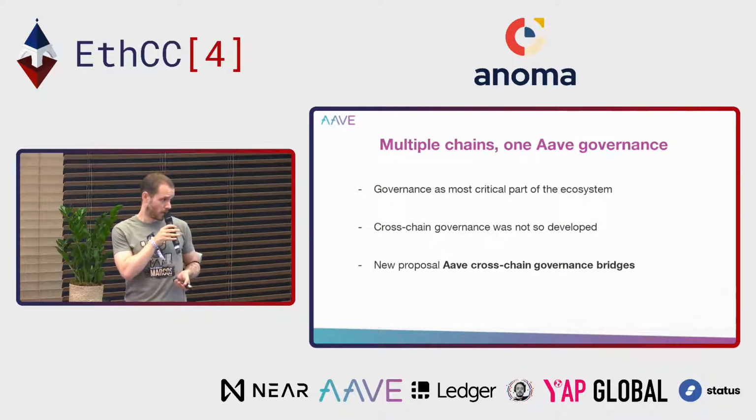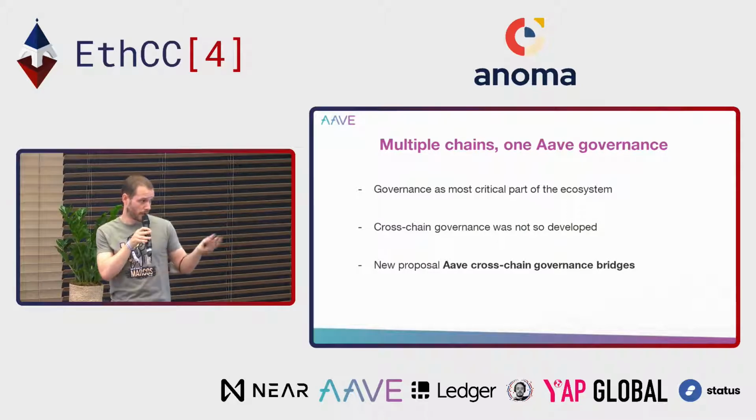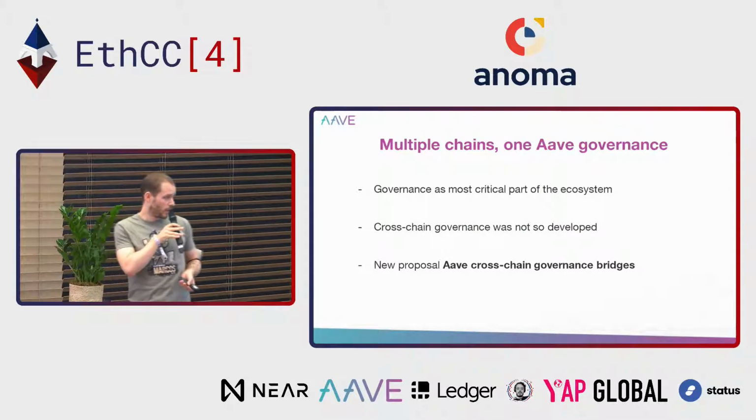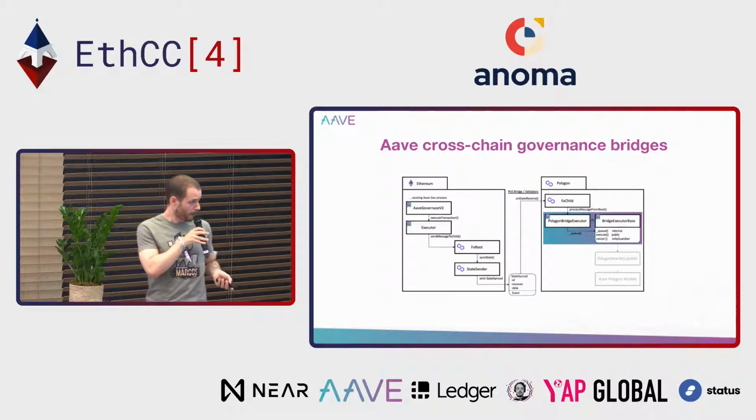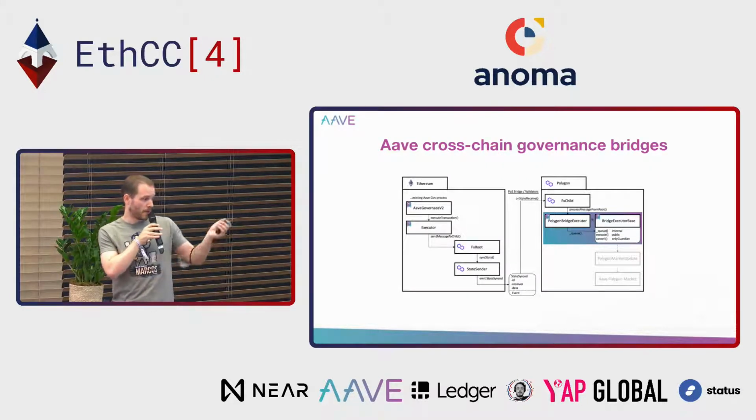Basically there was nothing so developed in that direction, so we did that, and we call it the cross-chain governance bridges. I will go a bit more into details now. By the way, it's public since the morning in our GitHub. You can take a look. But basically, the architecture is this one.